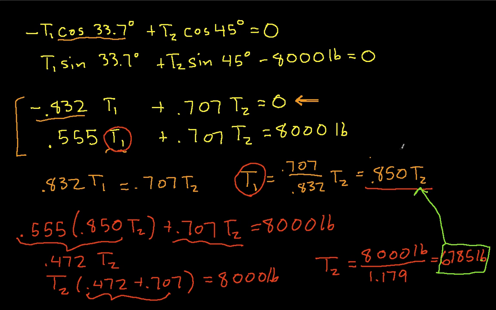Okay. Now, with this value for T2 that I've just computed, I can plug it back in here and get that T1 will be 0.850 times 6785 pounds, which turns out to be 5767 pounds. Okay, so 5,767 pounds. So this is one way to do it, just directly substituting. For some situations it might be easier, for other situations it might not be as easy.